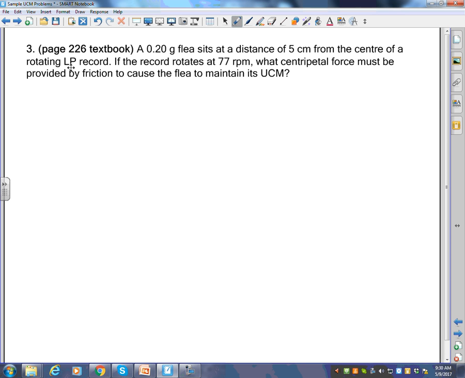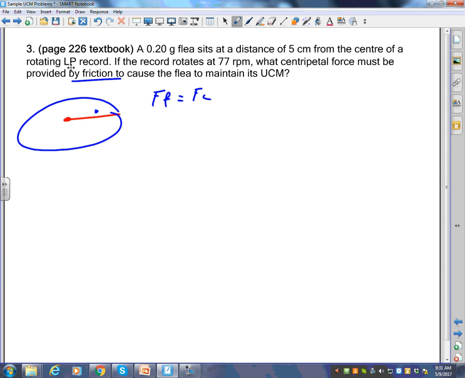In other words, here's the record, right? Here's the little flea. As it's rotating around, what is he trying to do? He's trying to hold on, exactly. Inertia is causing him to want to fly off. What's holding him in place? Friction. Okay? So in other words, the friction force is the centripetal force.